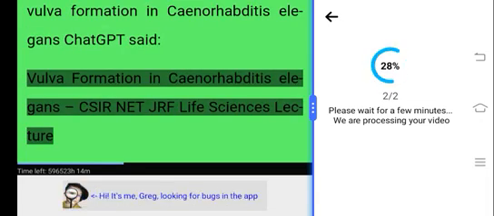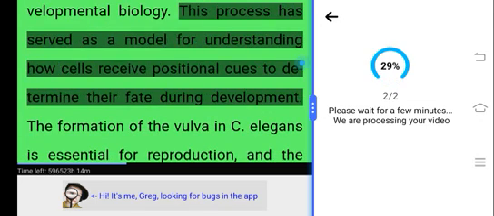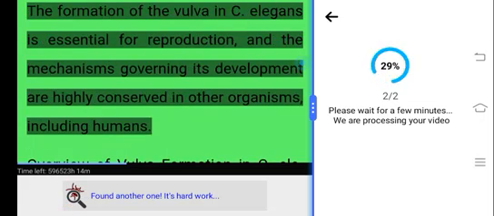CSIR NET JRF Life Sciences lecture. The vulva formation in Caenorhabditis elegans, C. elegans, is one of the most studied examples of epithelial cell fate specification and organogenesis in developmental biology. This process has served as a model for understanding how cells receive positional cues to determine their fate during development. The formation of the vulva in C. elegans is essential for reproduction, and the mechanisms governing its development are highly conserved in other organisms, including humans.